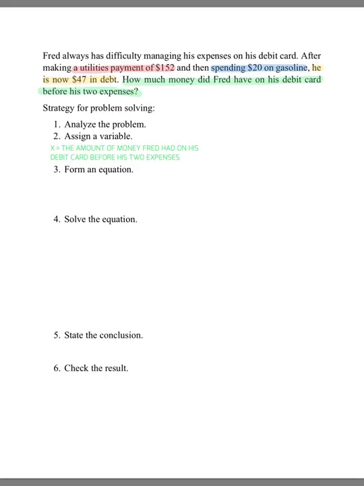So let's go ahead and start off our equation. Well, the question was, how much money did Fred have on his debit card before his two expenses? So before any of the expenses happened, he had X amount of money. And again, X represents the amount of money Fred had on his debit card before his two expenses, which is what we assigned it to be in step 2. And now he had this amount of money, and we know he made a utilities payment of $152. So whenever you make a payment, you lose money. So in this case, we're going to subtract from that 152.